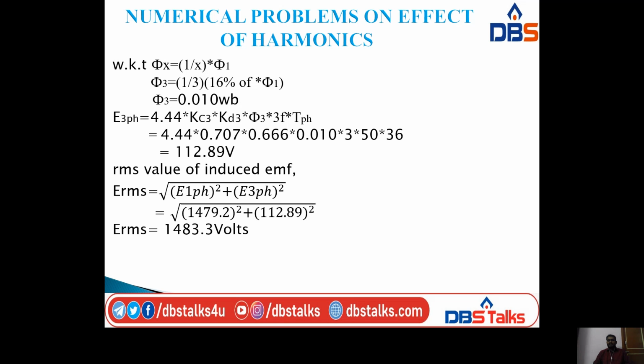And next, RMS value of induced EMF for the problem is E RMS is equal to root of E1 phase whole square plus E3 phase whole square, that is equal to root of E1 phase value 1479.2 whole square plus E3 per phase value is 112.89 whole square. Totally we have E RMS value is equal to 1483.3 volts. This is the solution for the second problem.